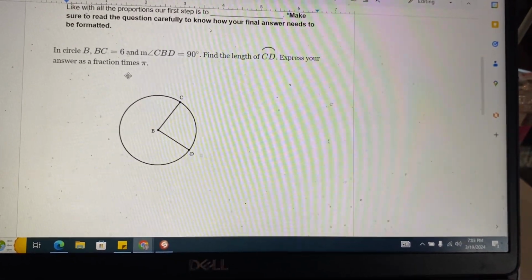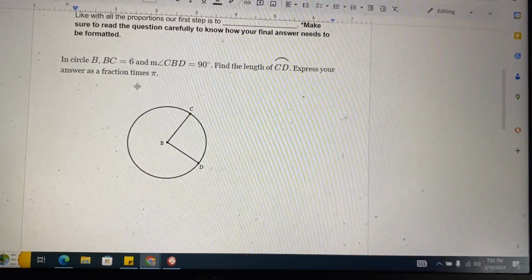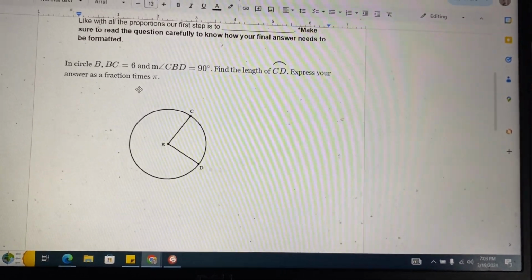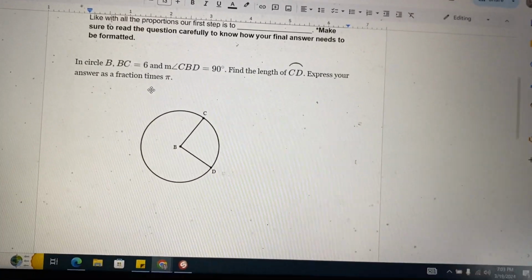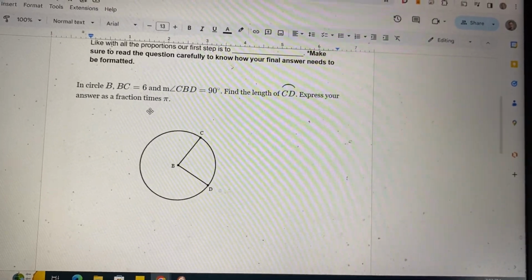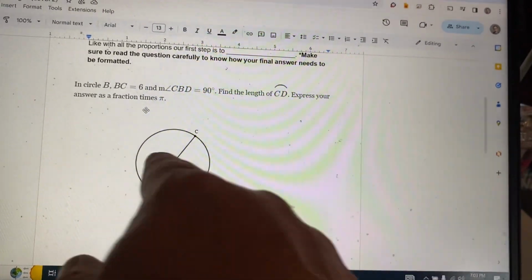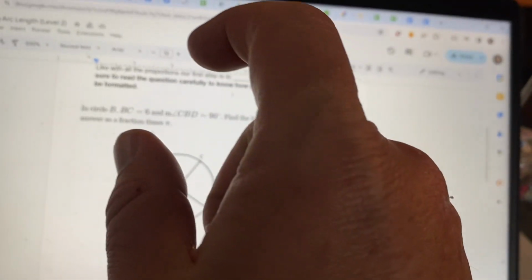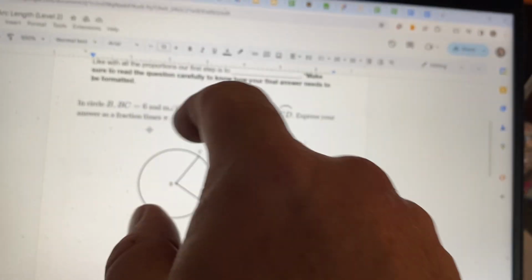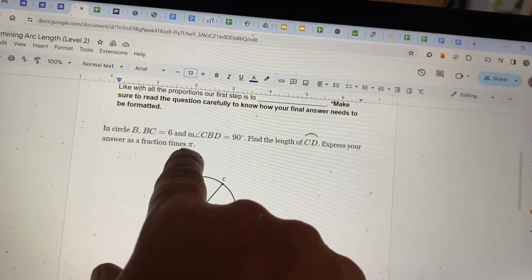So in circle B, BC is equal to 6. And the measure of angle CBD is 90 degrees. Find the length of arc CD. Express your answer as a fraction times pi. So this is going to be, my radius is 6. So my circumference is going to be 6 times 2 times pi. So 12 times pi.